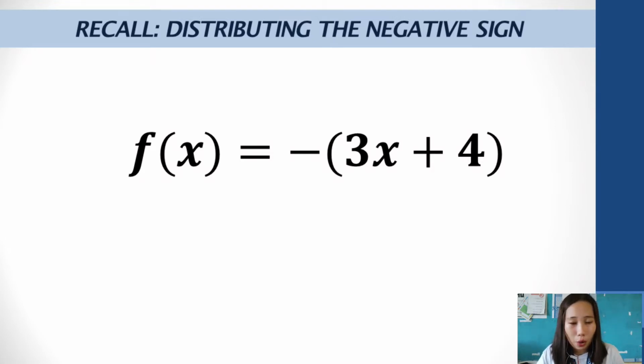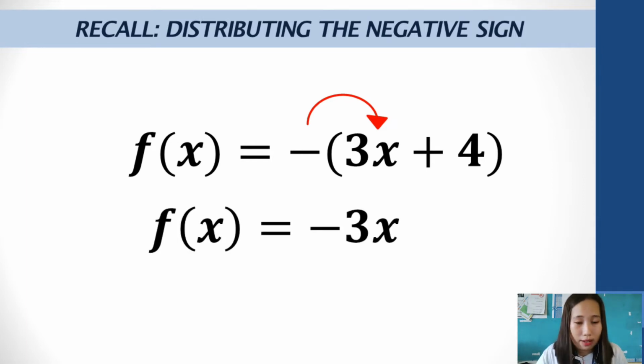So let us recall. Okay, meron tayong given dito na function. f of x is equal to negative quantity, parenthesis 3x plus 4. So, anong gagawin natin kapag mag-distribute tayo ng negative sign? Kailangan muna nating i-multiply sa unang term, which is si positive 3x. Negative times positive, so magiging f of x is equal to negative 3x. Yung negative sign, doon mo naman i-multiply kay positive 4. Negative times positive, magiging negative 4.